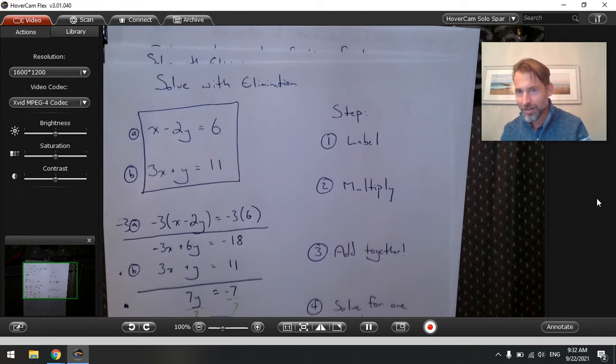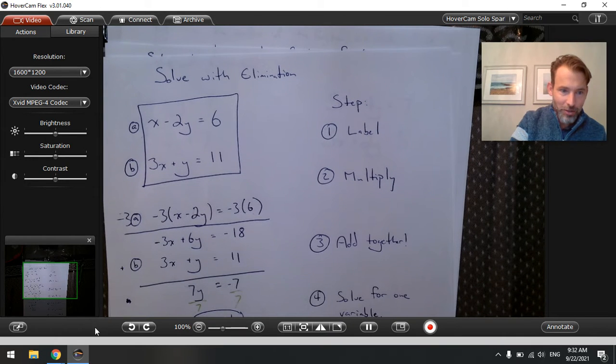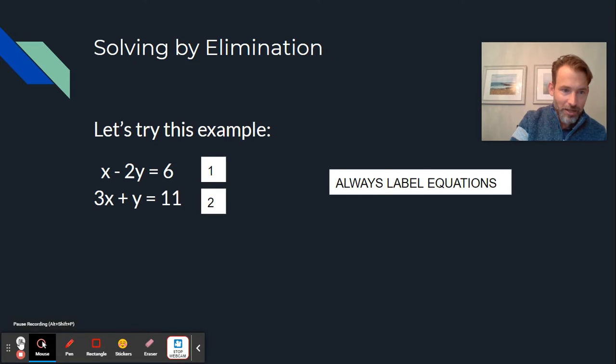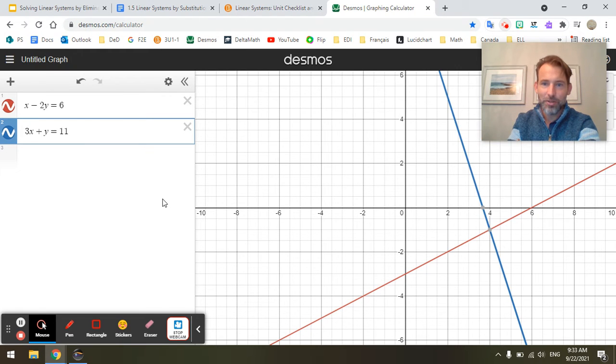So let's do that quickly. Here, I'll pause the video. All right, everyone. So here's a graph in Desmos of our two lines. The blue line is coming down and touching the red line there at 4, -1. So Desmos also confirms the work that we've done.